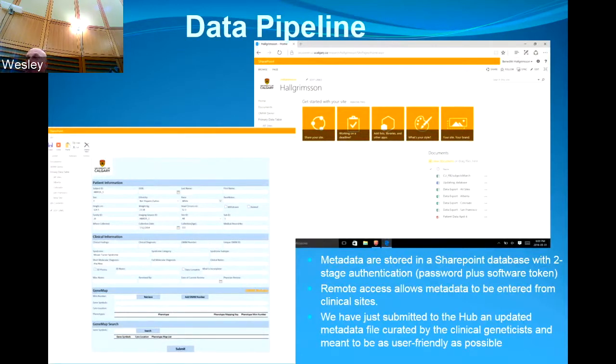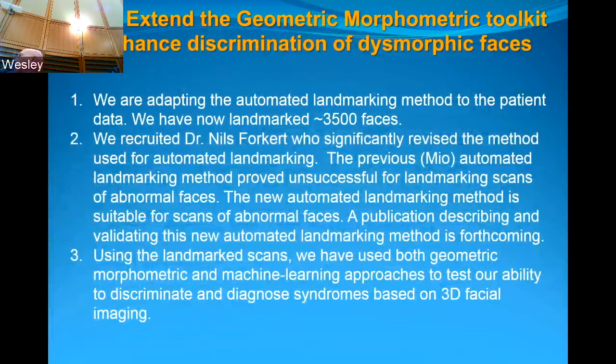Metadata are stored in a SharePoint database. All of us have access to editing it. And then that is what gets sent to the hub. We haven't really worked out automated upload to the hub, and probably that's not worth the effort, I suspect. So Benedict is going to take over and talk about what we're doing in terms of data analysis.